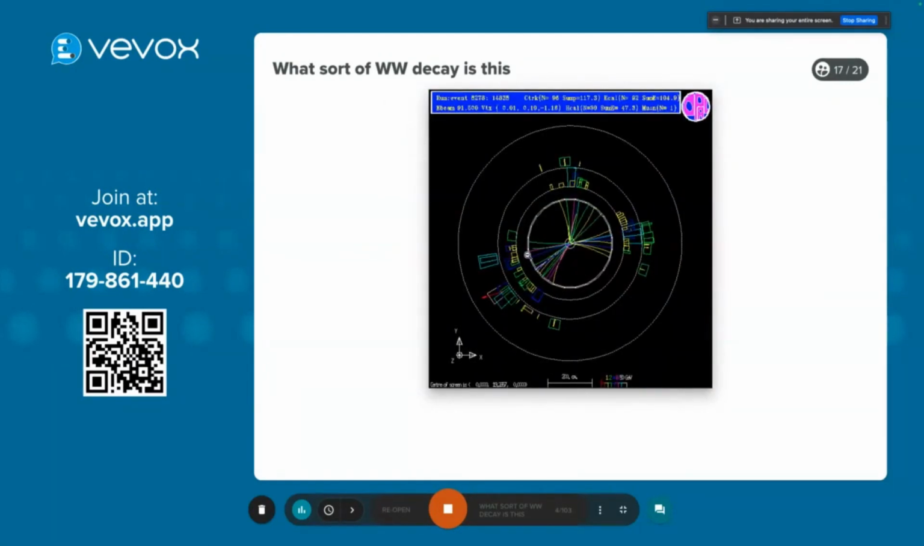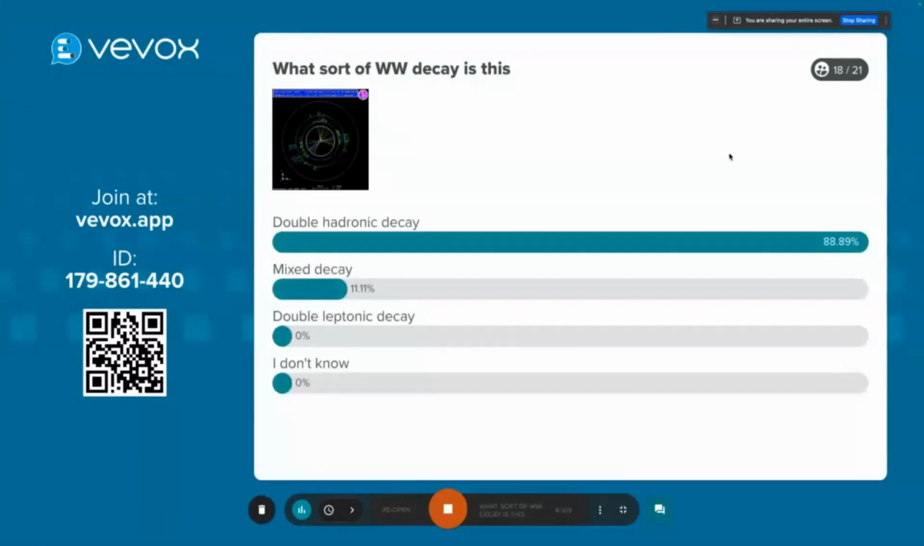Now, it's true that it could be a mixed decay in that one of these could be a tau, but I think this looks more like the presence of four individual quarks being produced and showering into these hadronic jets. So mixed wouldn't be definitely wrong, but I think it's more likely to be a double hadronic decay.